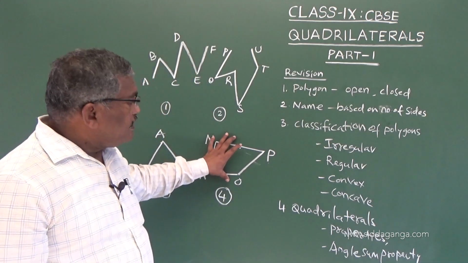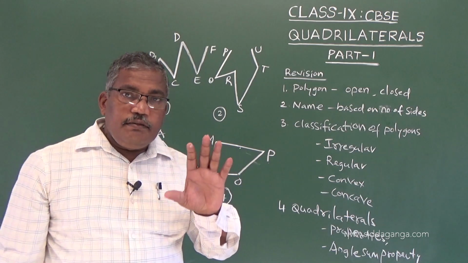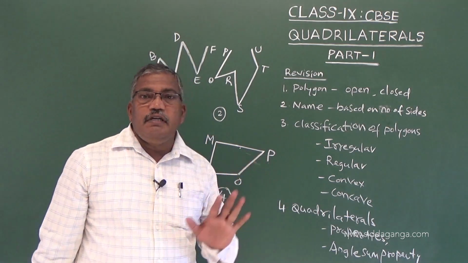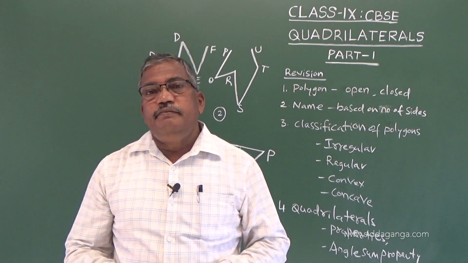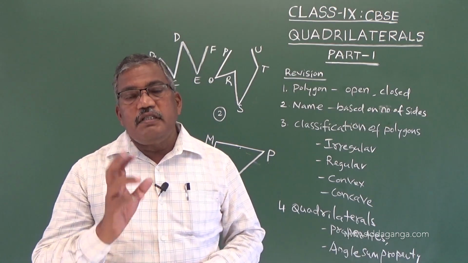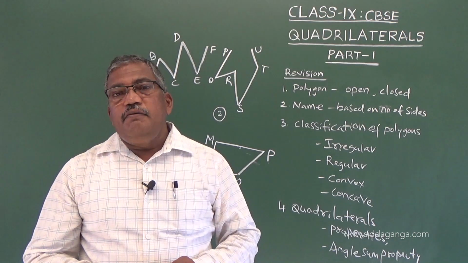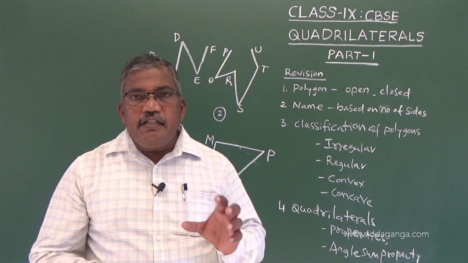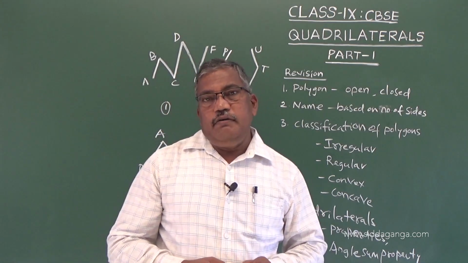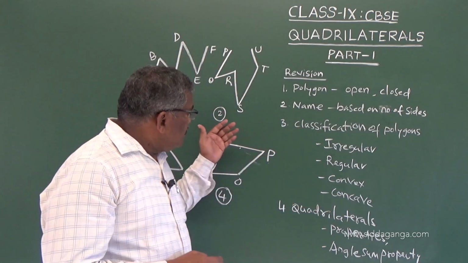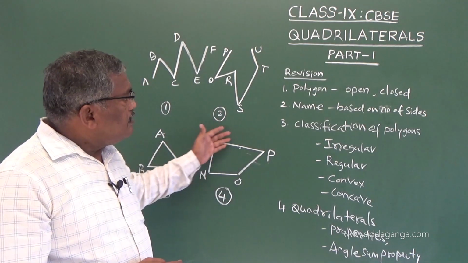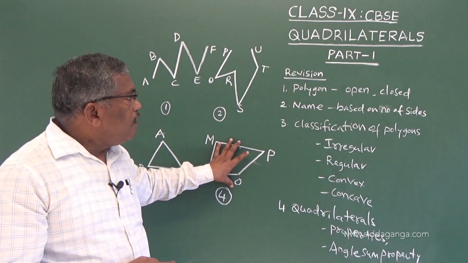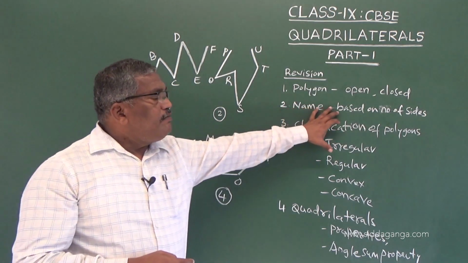Suppose if we have 5 sides, we call it a pentagon. If you have 6 sides, we call it a hexagon. If you have 7 sides, we call it a heptagon. If you have 8 sides, we call it an octagon. So depending on number of sides in a closed polygon, different names are assigned.